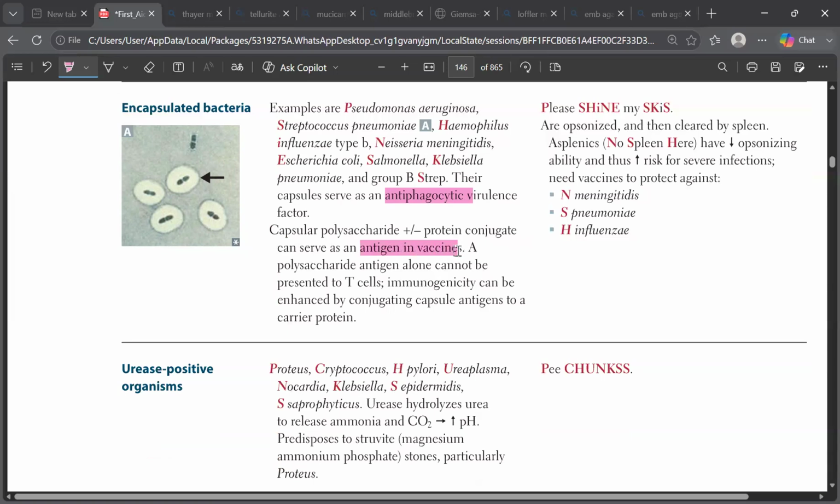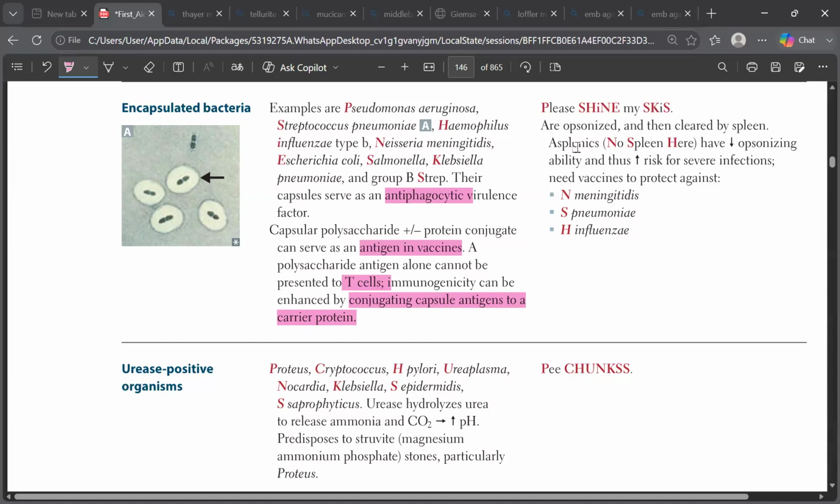I have discussed that before. A polysaccharide antigen alone cannot be presented to T cells. Immunogenicity can be enhanced by conjugating capsule antigens to a carrier protein. So what they're saying is that the polysaccharide antigen cannot be presented alone to T cells. To enhance the immunogenicity of these organisms, we conjugate these capsule antigens to a carrier protein and then present it to T cells.